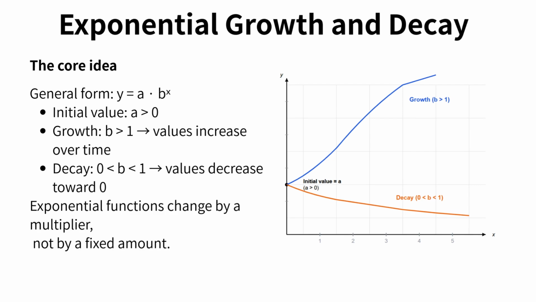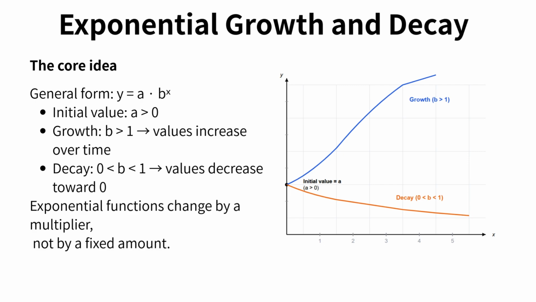An exponential function has the form y equals a b to the x, where a is the initial value, and b is the multiplier that controls growth or decay. If b is greater than 1, the function represents exponential growth. Values increase faster and faster over time, as shown by the blue curve on the right. If b is between 0 and 1, the function represents exponential decay. Values decrease toward 0, just like the orange curve.